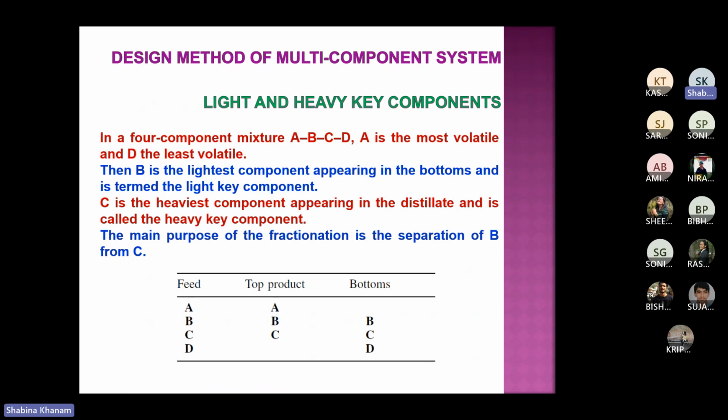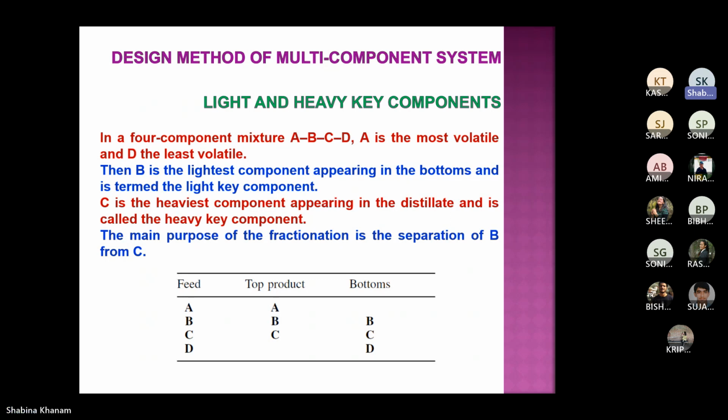To decide any separation, first of all we figure out which component we get at the top and which at the bottom, so that is already available to us. Now the light key should be the lightest in bottom. It is reverse. Light key component means lightest in bottom.